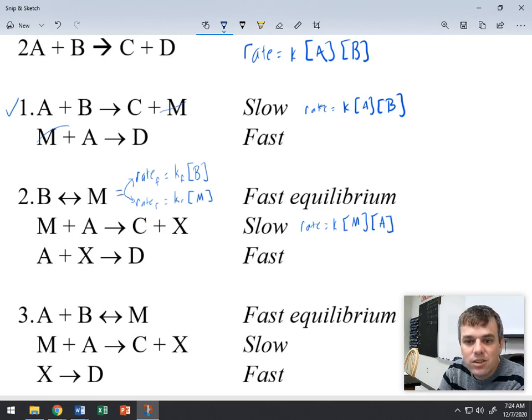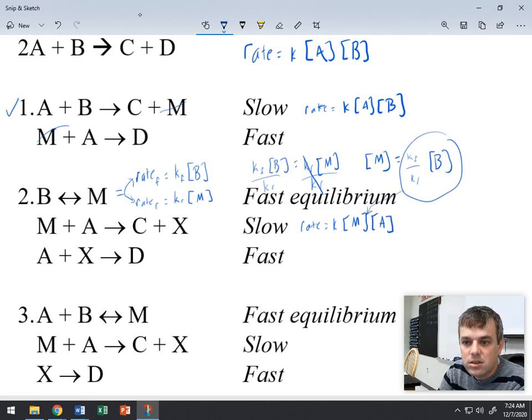So what we can say now is that the K of the forward reaction times the concentration of B equals the K of the reverse reaction times the concentration of M. And if we want to get M by itself, we divide both sides by the K of the reverse reaction. So we end up with the concentration of M equals a constant, which is Kf over Kr, times the concentration of B. And we can plug this in for M. And the thing is, if you take a constant and you divide it by a constant, you get another constant that we will just call K prime.